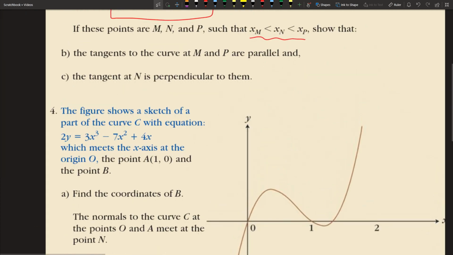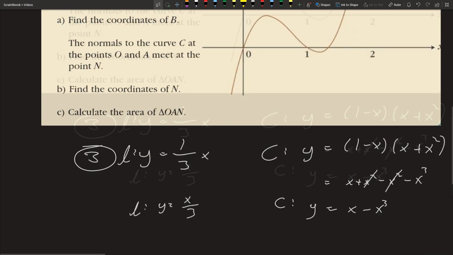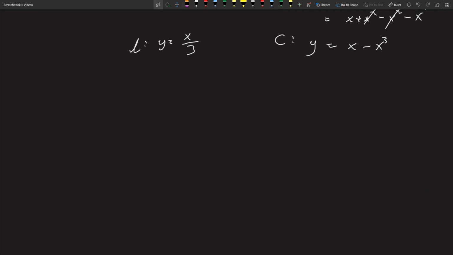What do you mean by the intersection? They intersect at points, right? That means their x coordinates must be the same and their y coordinates must be the same, right? That means we set them equal to each other. So we set the y of the line equal to the y of the curve. That means x over 3 is equal to x minus x cubed, right?